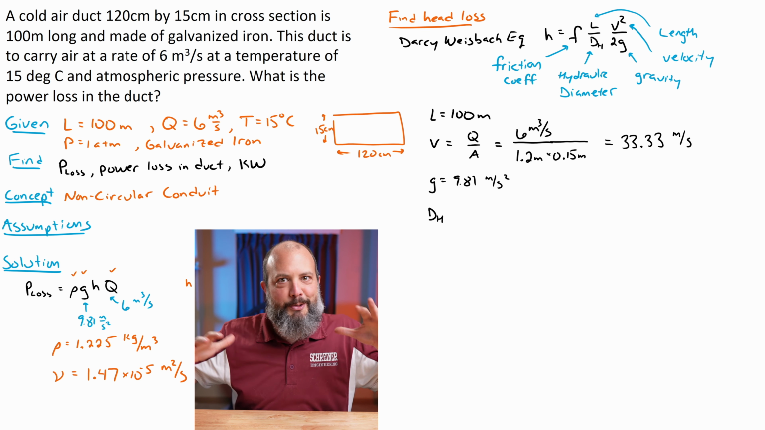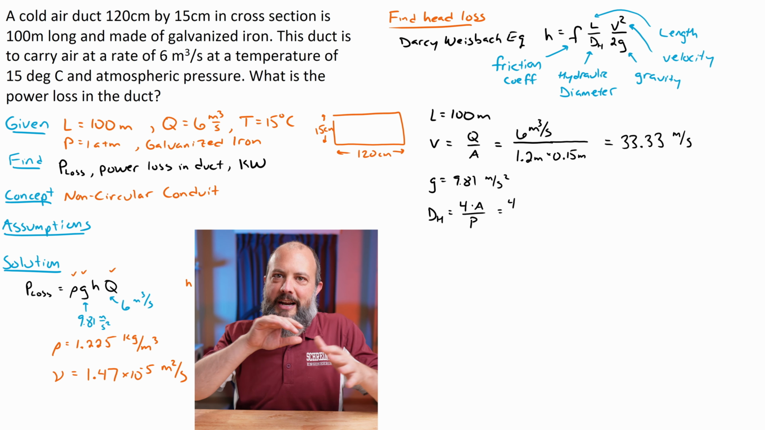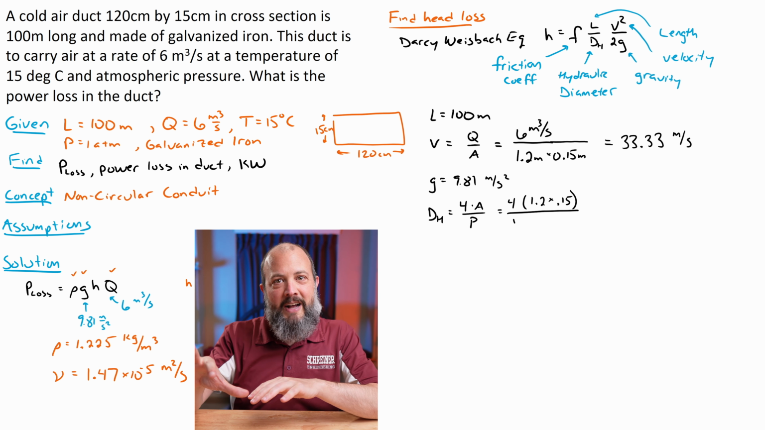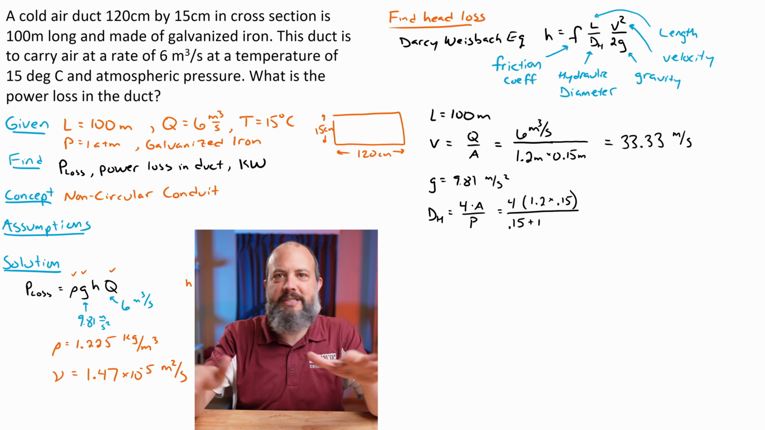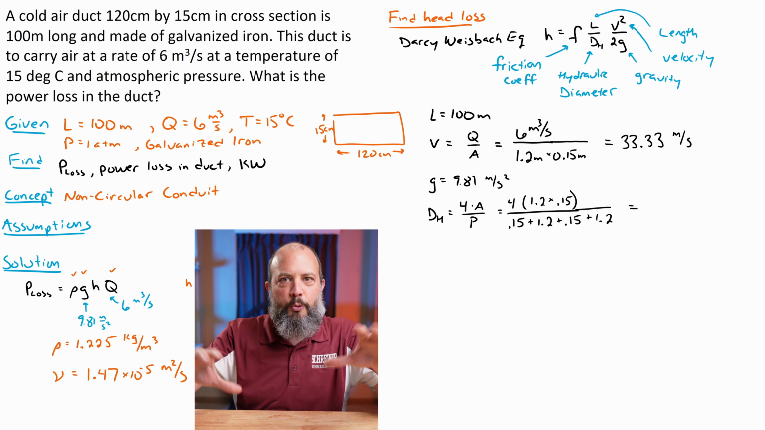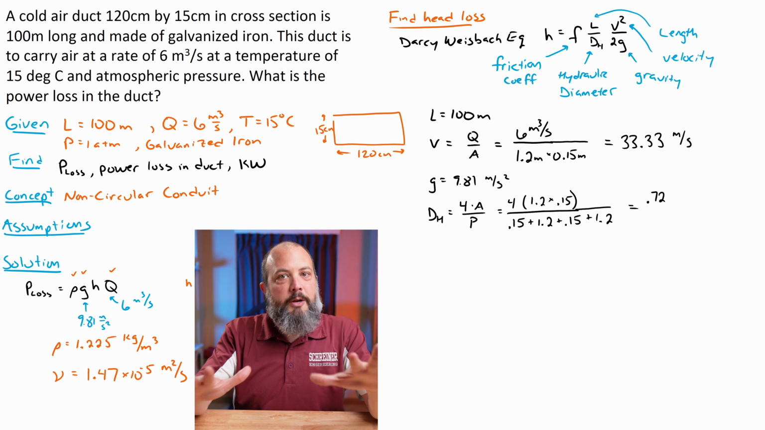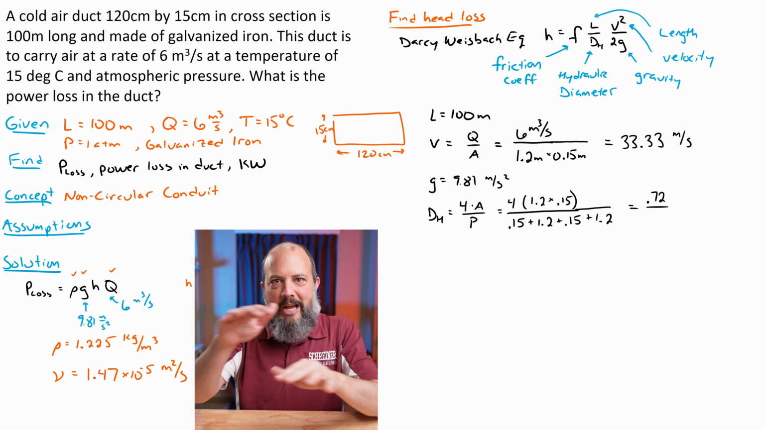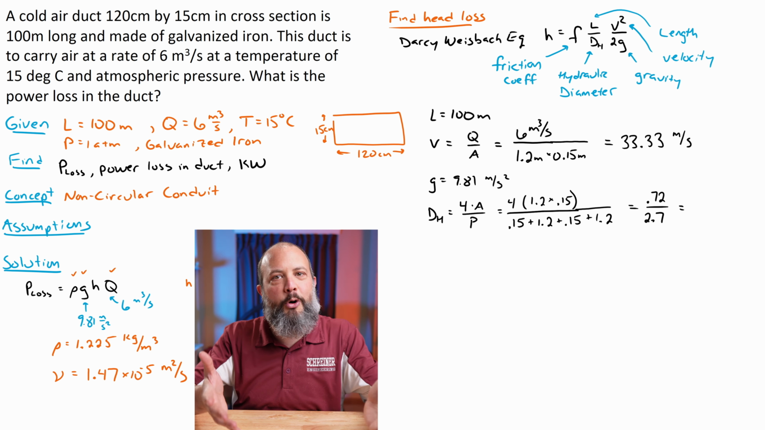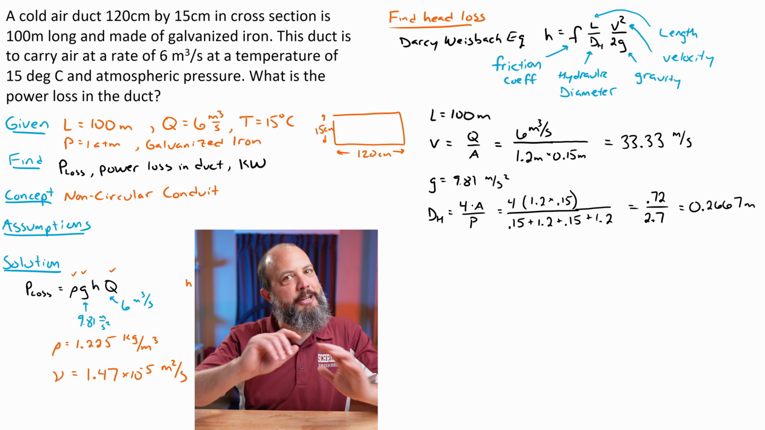Hydraulic diameter, back to the main point of this video: 4 times cross-sectional area divided by wetted perimeter. So the area, 1.2 times 0.15, because I want to be working in meters instead of centimeters, right? Always the same thing, meters, kilograms, newtons, try to work in those base units. That way units will cancel out a little bit easier. Wetted perimeter for this shape, we've got 2 sides that are 1.2, 2 sides that are 0.15. So wetted perimeter of 2.7 meters. So do the division, 0.2667 meters hydraulic diameter.